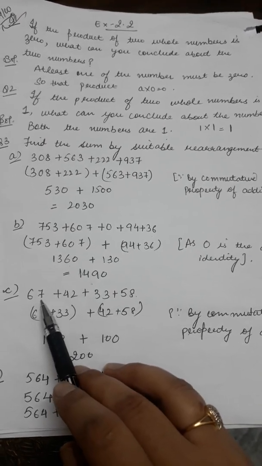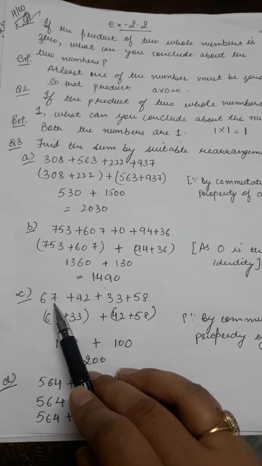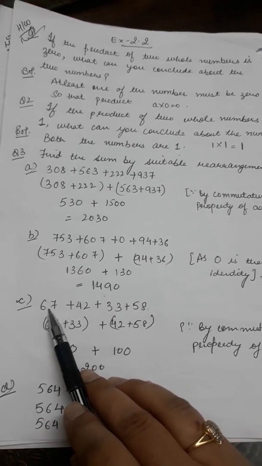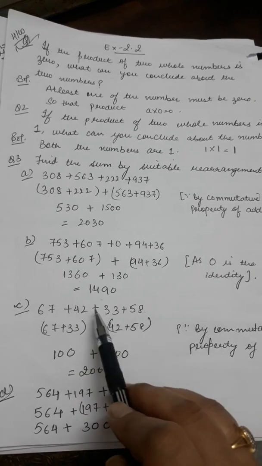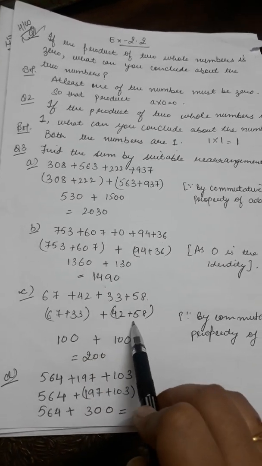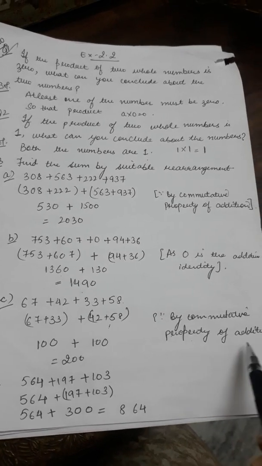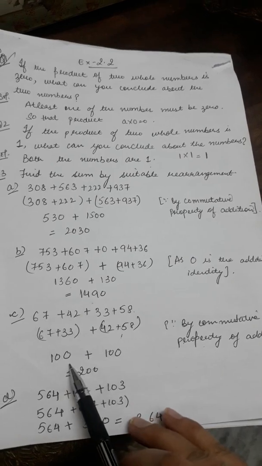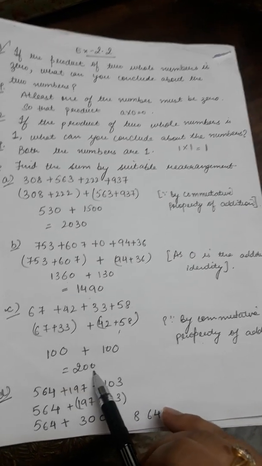Now C part of this question is 67 plus 42 plus 33 plus 58. Now see, 7 will be added to 3, then it will give 10, means 0 at the ones place. So 67 plus 33. I am pairing this number with 33 and 42 plus 58. 8 plus 2 will give you again 10. So this is also the property, commutative property of addition. 67 plus 33 is 100. 42 plus 58 is again 100. So the answer is 200.